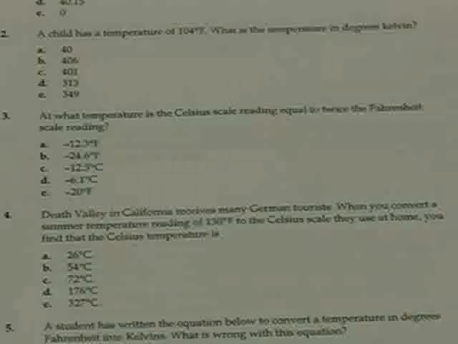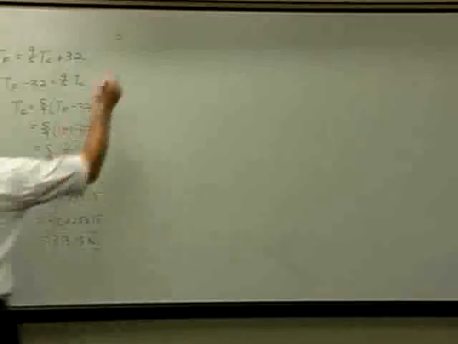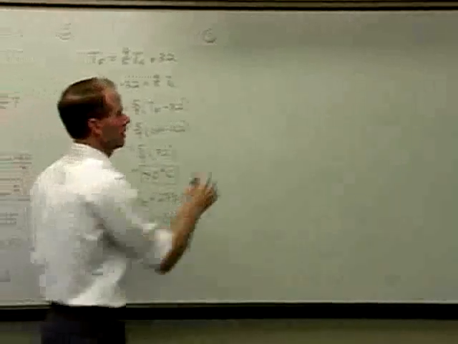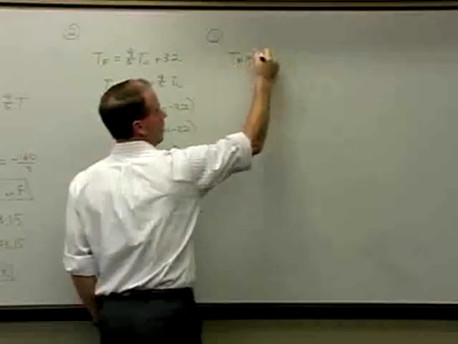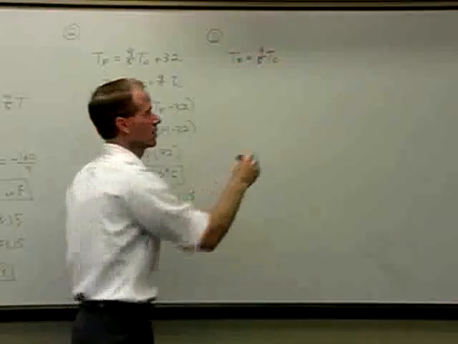Problem number 3. At what temperature is the Celsius scale reading equal to twice the Fahrenheit scale reading? Okay, ready? Let's use the same relationship as we did in the previous two. Temperature in Fahrenheit is equal to 9/5 times the temperature in Celsius plus 32.